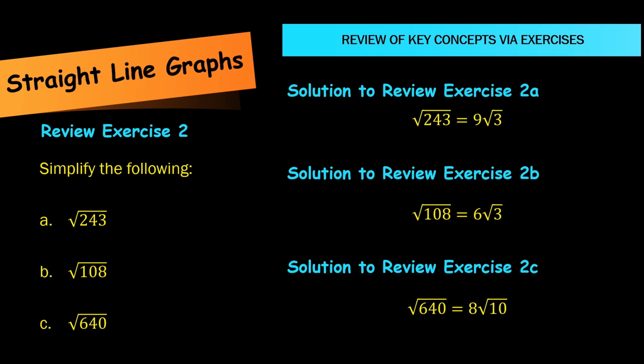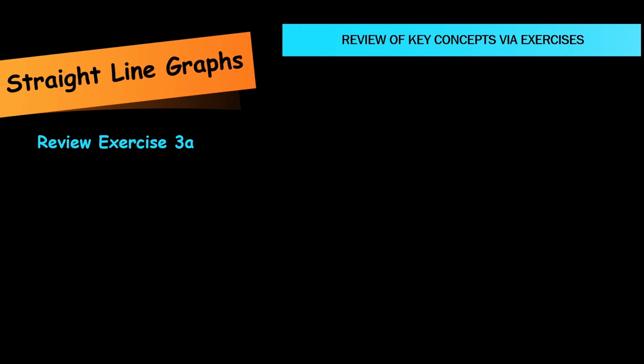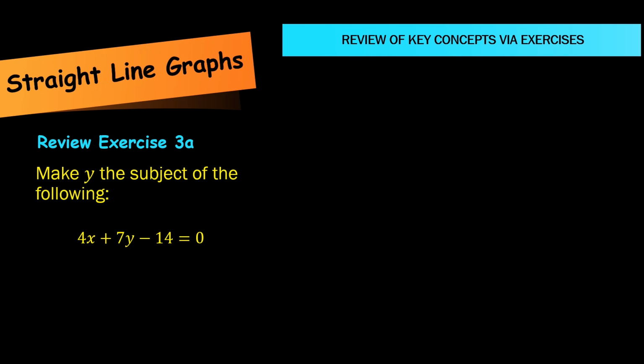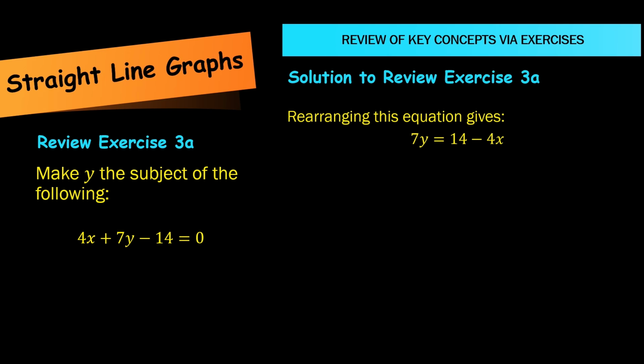And now for review exercise 3a. We are required to make y the subject of the expression 4x plus 7y minus 14 equals 0. So rearranging this equation gives us 7y equals 14 minus 4x. We've simply added 14 to both sides and taken away 4x from both sides as well. This has allowed us to isolate the y's on one side.